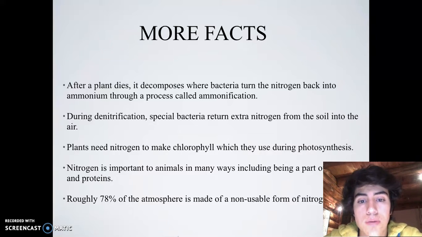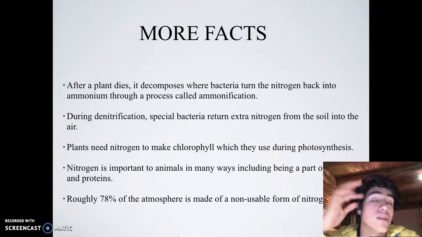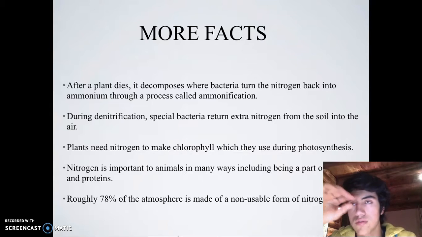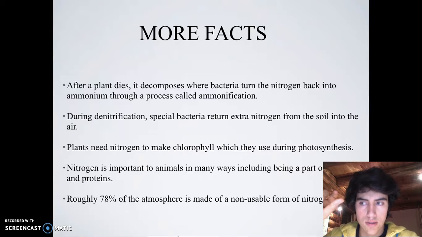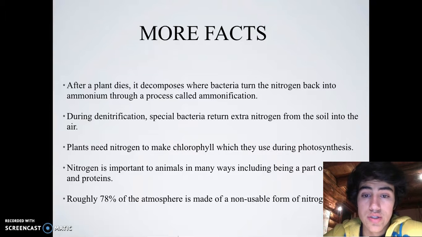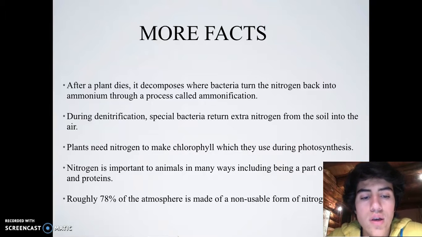Plants need nitrogen to make chlorophyll, which they use during photosynthesis, which is very important because that's how the plants get their green color, the chlorophyll in their leaves. And without nitrogen, they can't make the chlorophyll, which then can't be used during photosynthesis.